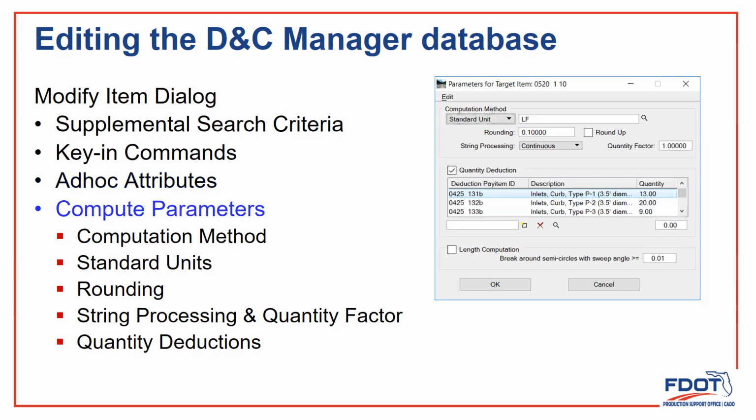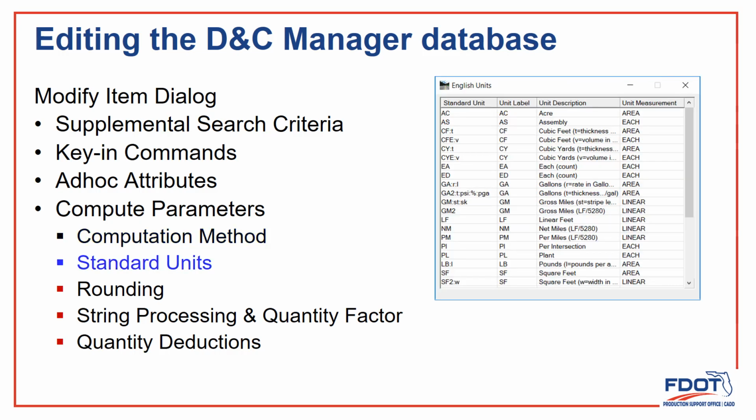The Compute Parameters dialog defines how an item will be calculated. The computation method can be set to standard units, equation, or AdHoc attributes. FDOT no longer uses criteria files to define computation method. Equations are defined in the computation method box. AdHoc attribute grays out the option and forces the item to read the computation parameters from the AdHoc definitions. The standard units can be selected from a list by clicking on the magnifying glass. The standard unit values from this list may also be used to define AdHoc unit values.